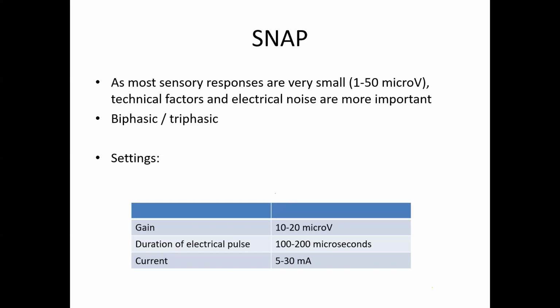The gain should be kept around 10 to 20 microvolts. The duration of pulse to be given is usually 100 microseconds. And current, you can start from 5 to 10 milliamperes and you go on escalating to 30 milliamperes.